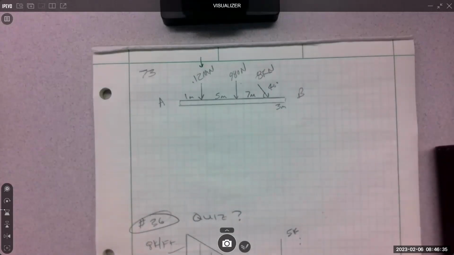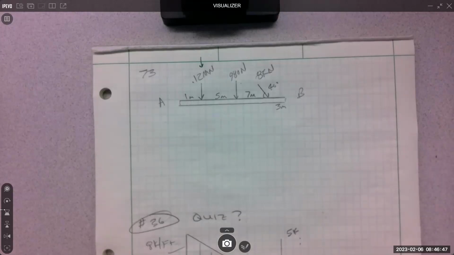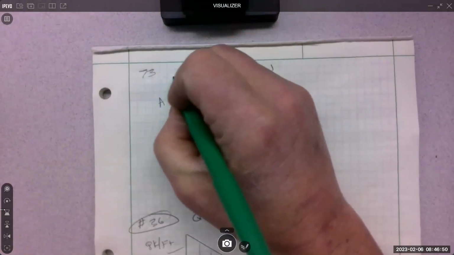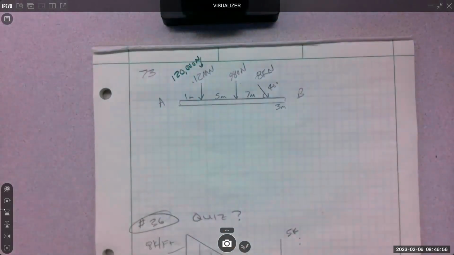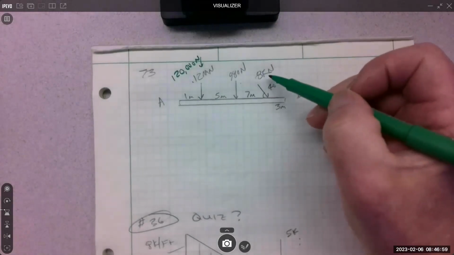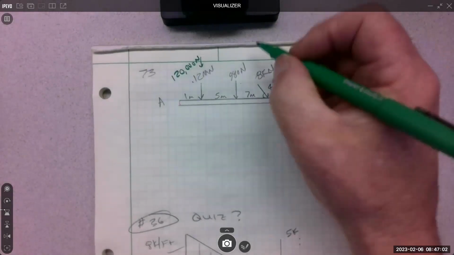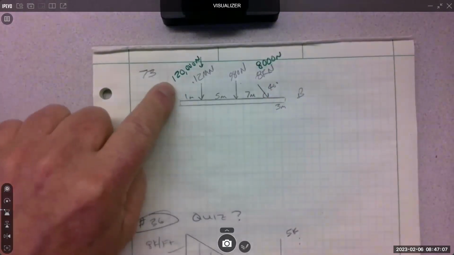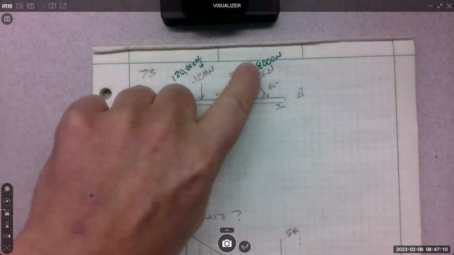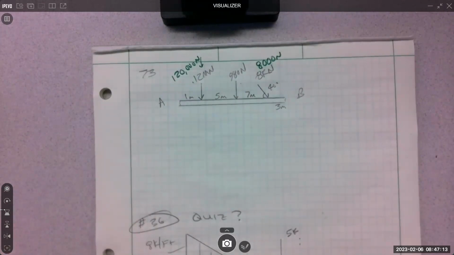If we went to newtons, that would be 0.12 times 10 to the 6. That would be 120,000 newtons. So we could do that. Numbers will get big. And then what's kilo mean? That's 1,000, yeah. So that's 8,000 newtons. So if we go 120,000 newtons, 980 newtons, and 8,000 newtons, then we're all in the same unit. We're all newtons, right?